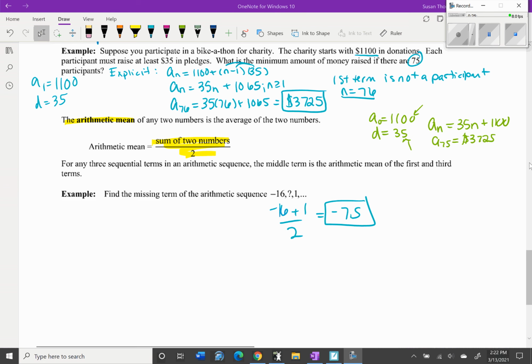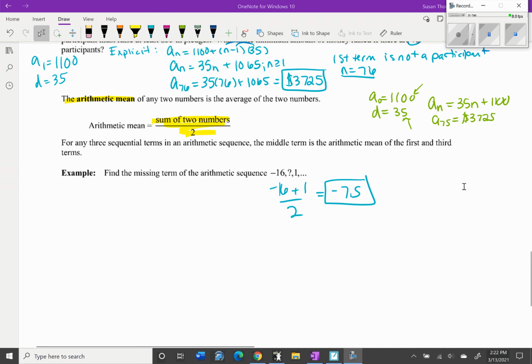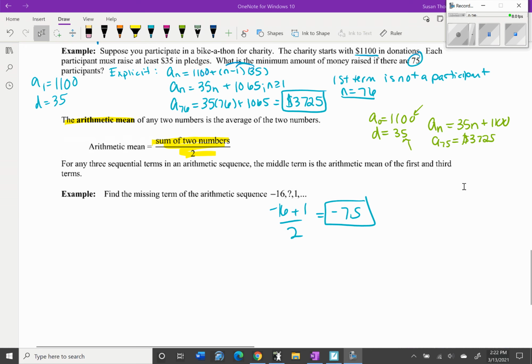And if you think about your graphs for arithmetic sequences, they're always going to be linear since it is considered with a common difference, which would be, again, like I said, your slope of your equation. And that is all for our arithmetic sequences. And like I said, we'll be looking at geometric next.